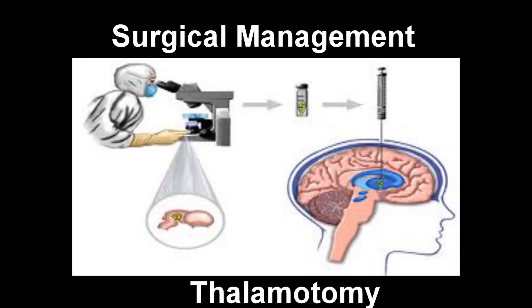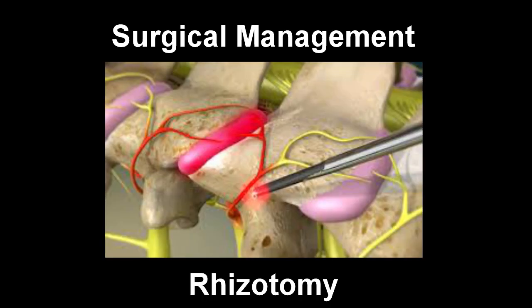Next is surgical management. We cannot say that there is an effective surgical management for multiple sclerosis, but according to the severity of symptoms, symptomatic surgical management like thalamotomy, rhizotomy, etc. can be used.